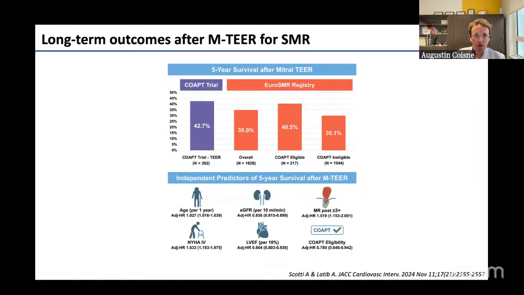Of course, I wanted to present to you this very interesting editorial published by Andrea and Azim a couple of weeks ago. They looked at the 4-year survival after mitral TEER in COAPT and EuroSMR, and it's important to emphasize the independent predictors of 5-year survival after mitral TEER. You have age, of course, kidney function, the rates of residual MR, and of course, the LVEF and the COAPT eligibility. So I do believe that it's really important to propose this therapy in patients with not too advanced left ventricular disease.